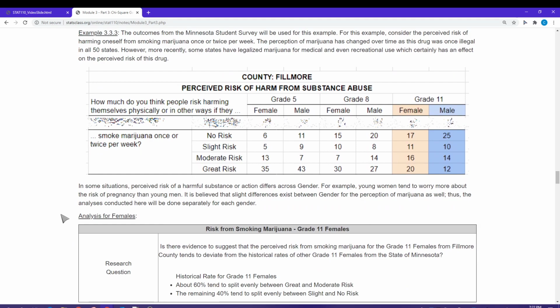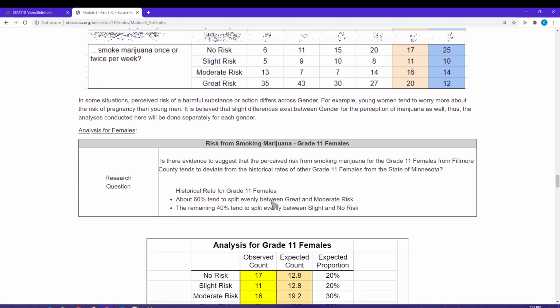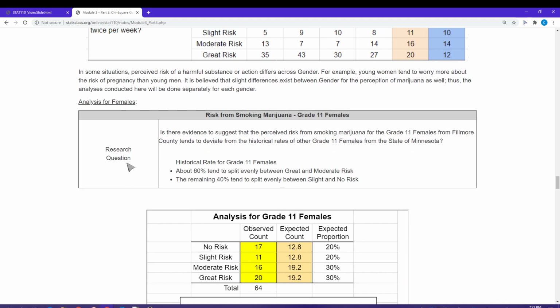All right, let's look at another example. This is the Minnesota Student Survey data again regarding substance abuse. And here I'm looking at smoking marijuana once or twice per week. I'm going to again look at grade 11, and I'm going to do females and males separately. So the research question to begin with is for grade 11 females: is there evidence to suggest that the perceived risk from smoking marijuana for grade 11 females from Fillmore County tends to deviate from the historical rates of other grade 11 females from the state of Minnesota?